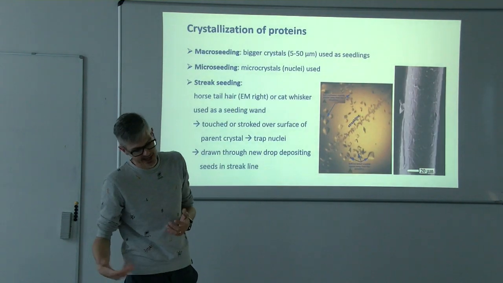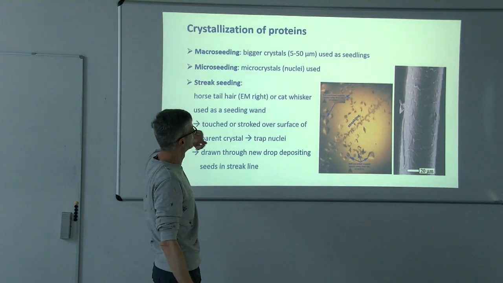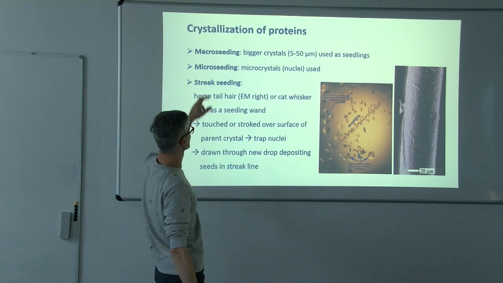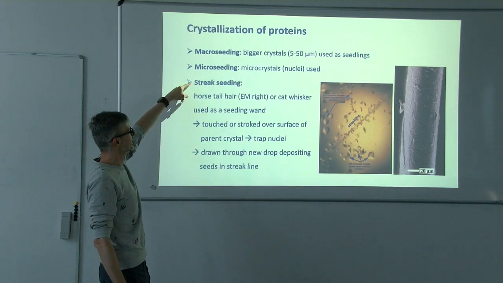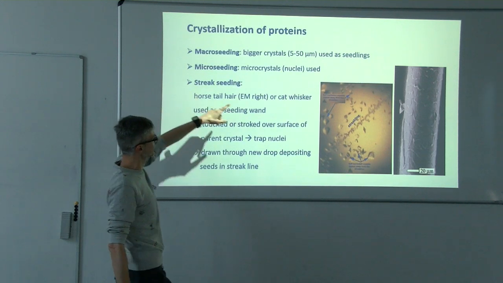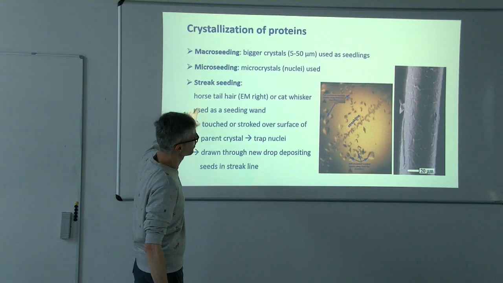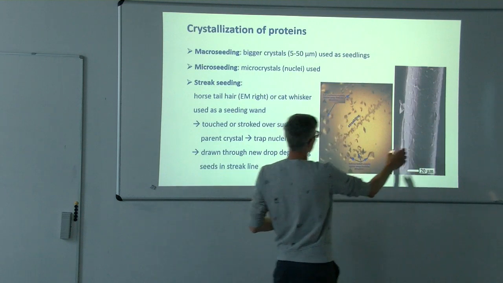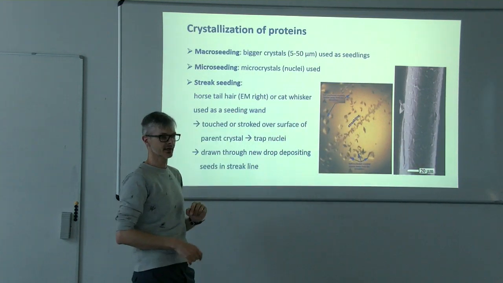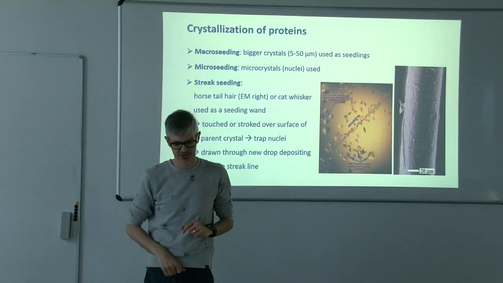There are different ways of seeding them. You can start with large crystals and use these as seedlings. You can use microcrystals, or you can also do streak seeding. This is typically done with a horsetail or a cat whisker that you use as a seeding wand. Why? It has to do with the structure of the horsehair or the cat whisker. That is perfect to use for the streaking of the crystals.